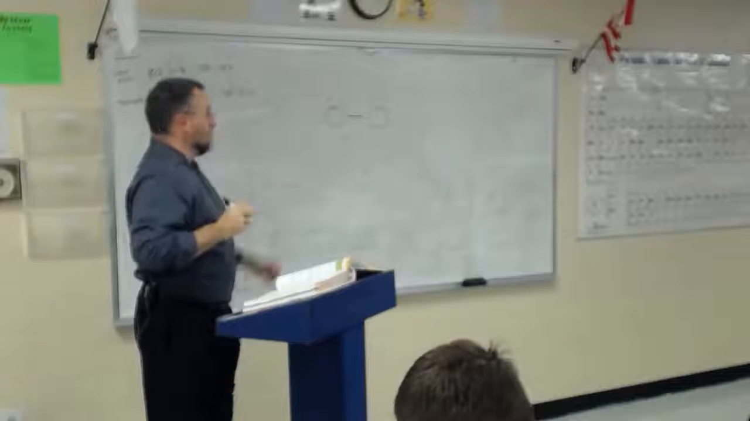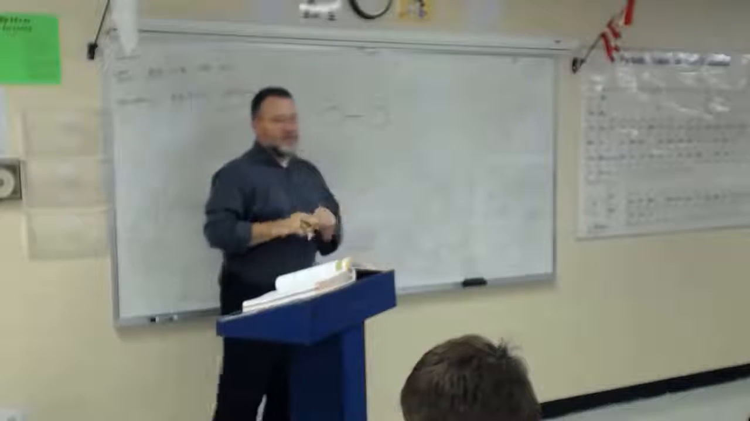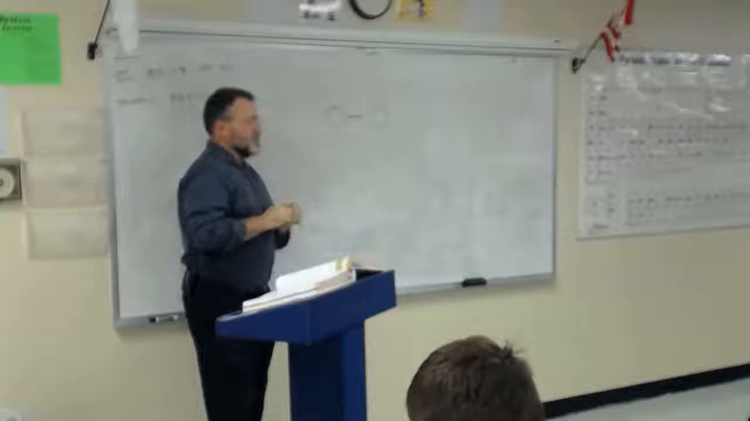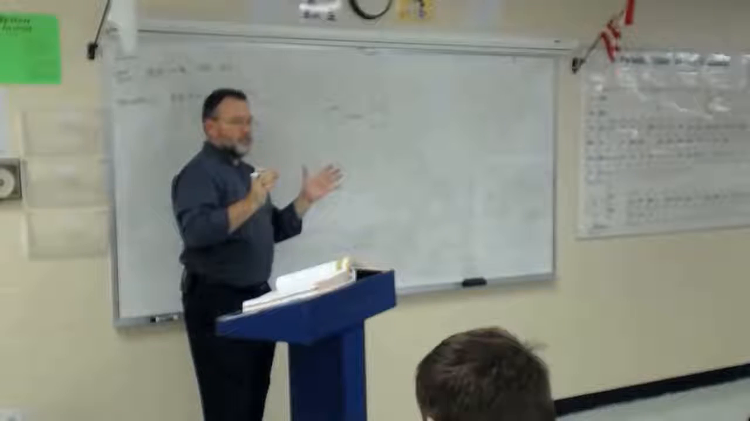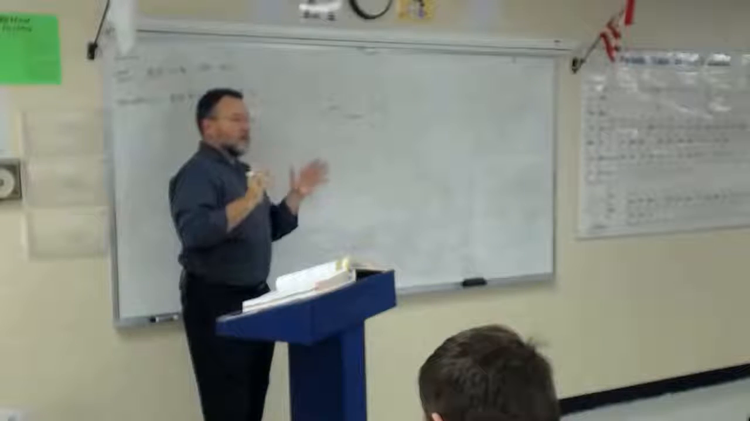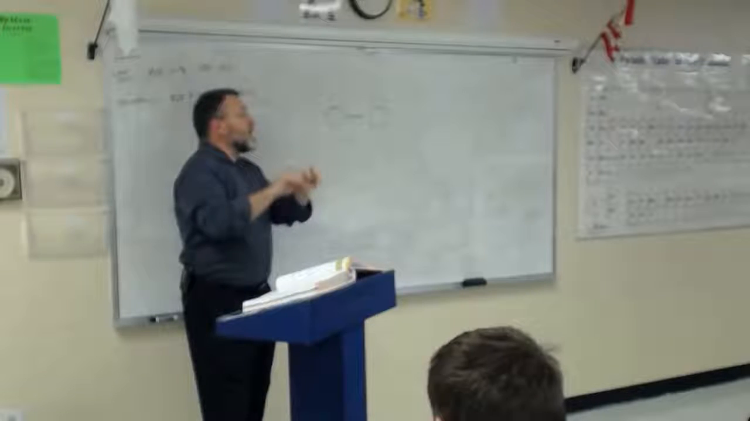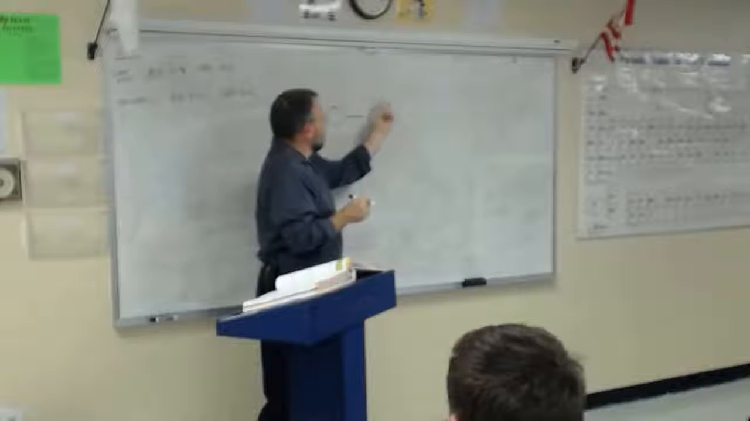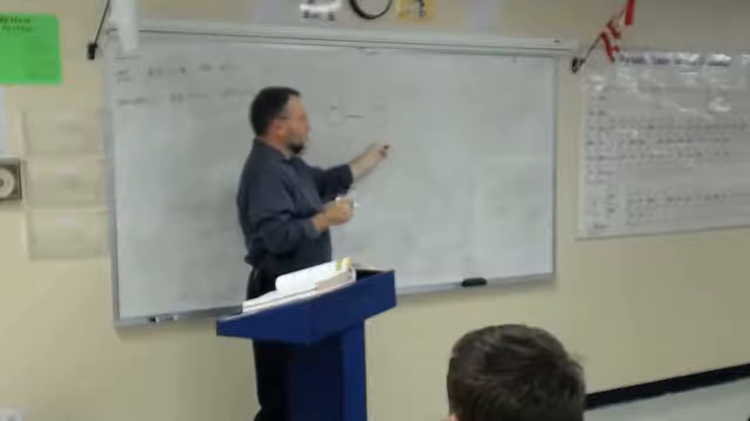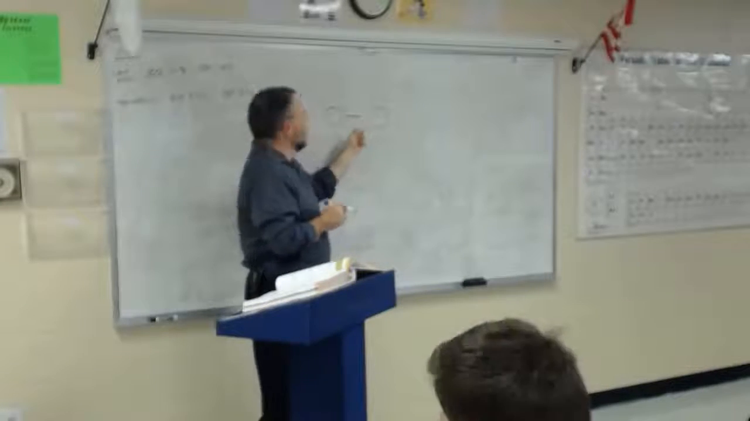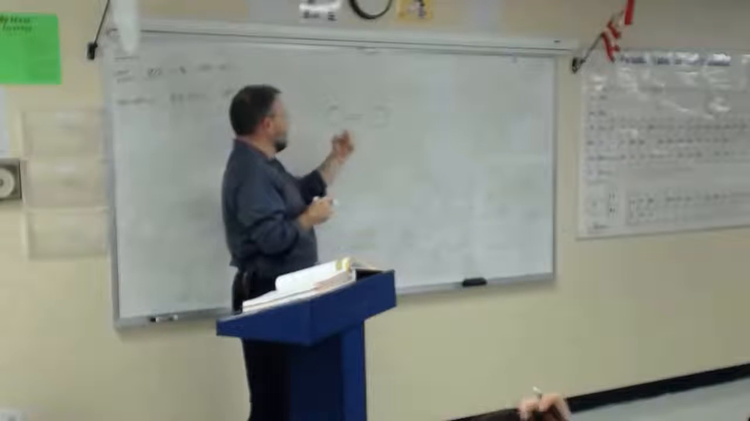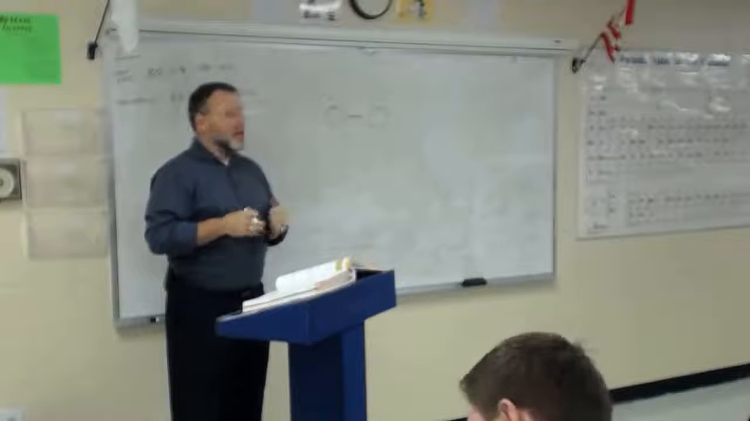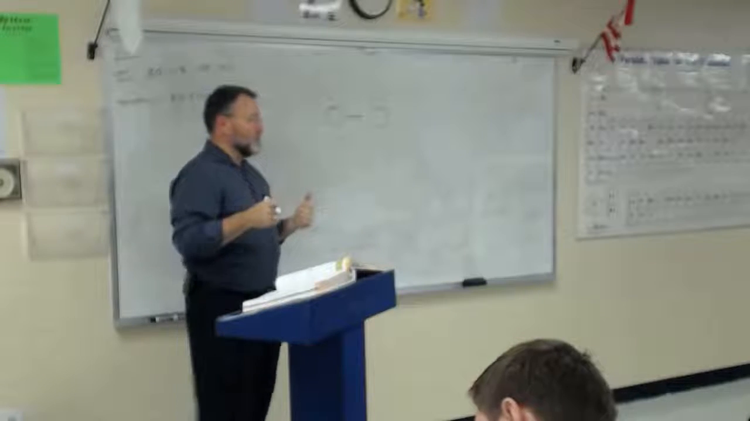Is the octet satisfied for those 2 atoms now? Is it or isn't it? Count them up. How many are around each oxygen? How many does each oxygen see? 1, 2, 3, 4, 5, 6, 7. 1, 2, 3, 4, 5, 6, 7. The octet's not satisfied, is it? They both want 1 more.